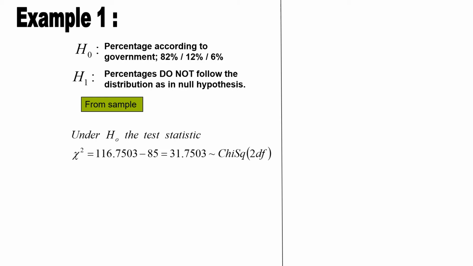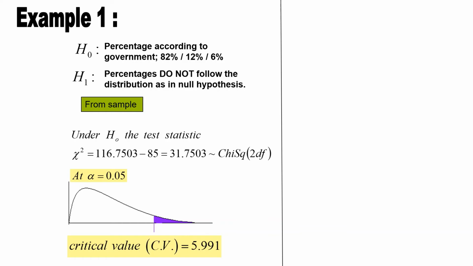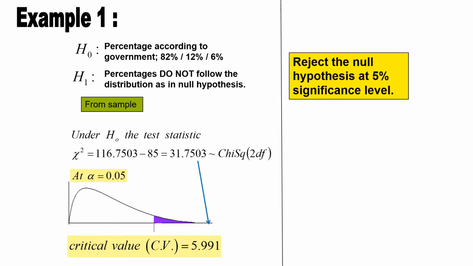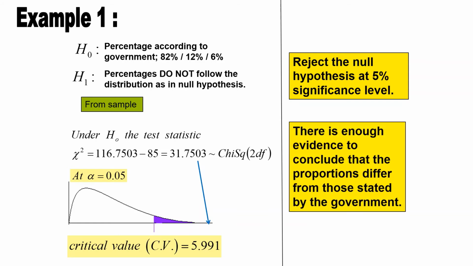Under the null hypothesis, the test statistic chi-squared is 31.7503, which will follow a chi-squared distribution with 3 minus 1, which is equal to 2 degrees of freedom. At alpha 0.05, the critical value is 5.991. We can reject the null hypothesis since the test statistic is inside the critical region. Conclusion: there is enough evidence to conclude that the proportions differ from those stated by the government.